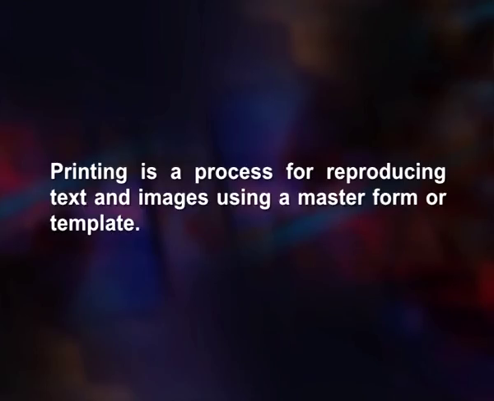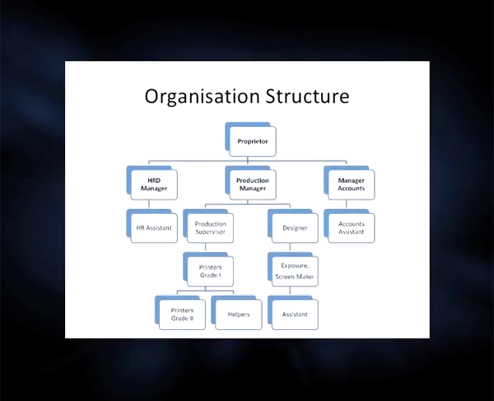Printing is a process of reproducing text and images using a master form or template. Modern printing is done typically with ink on paper using a printing press. It is also frequently done on metals, plastics, cloth and composite materials. On paper, it is often carried out as a large scale industrial process and is an essential part of publishing and transaction printing. The organization of each printing company is different.